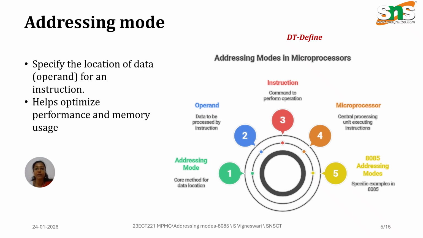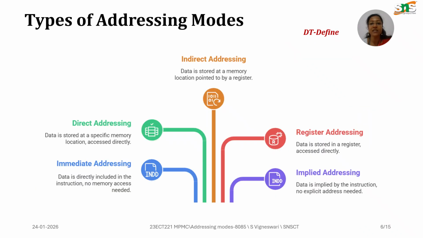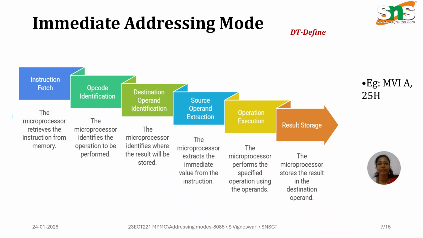The 8085 processor supports several addressing modes, where the important ones are the immediate addressing mode, register addressing mode, direct addressing mode, register indirect addressing mode, and implied addressing mode. So let's now discuss each with one example.